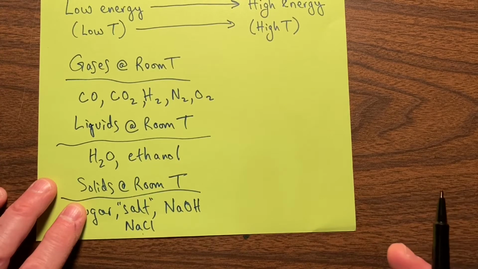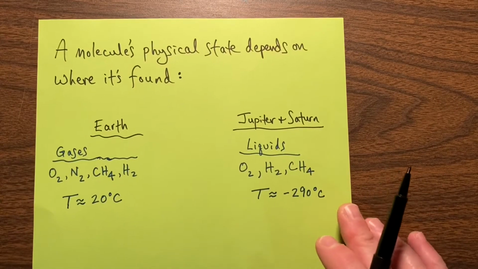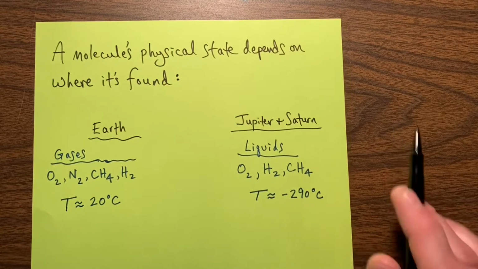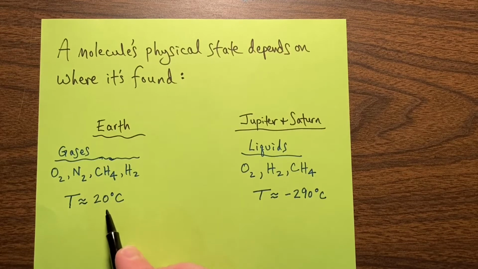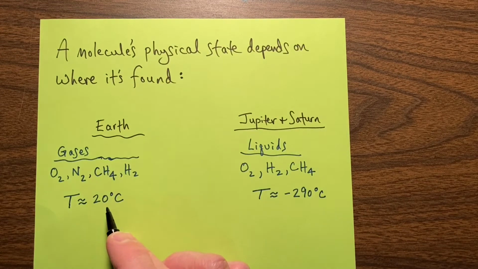Sodium hydroxide is a solid at room temperature. But if you went to a different planet, a molecule's physical state depends on where you find it. For instance, like I said, on Earth, these are all gases because the temperature is about 20 degrees Celsius. It's about, I don't know, 70 degrees average temperature on Earth. 70 degrees Fahrenheit, I'm sorry.